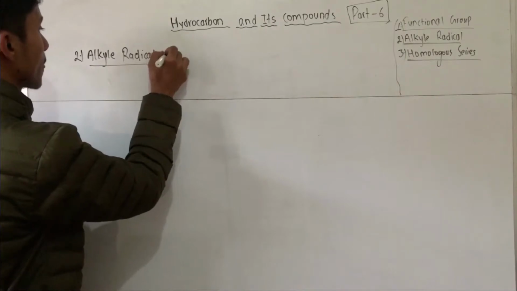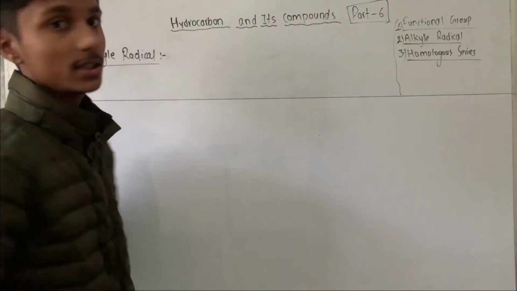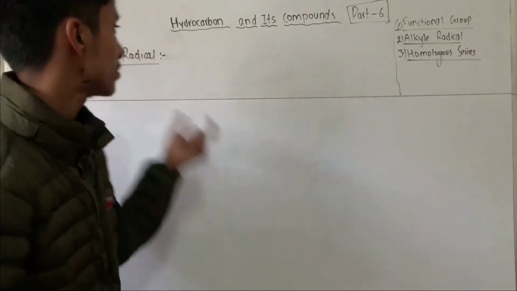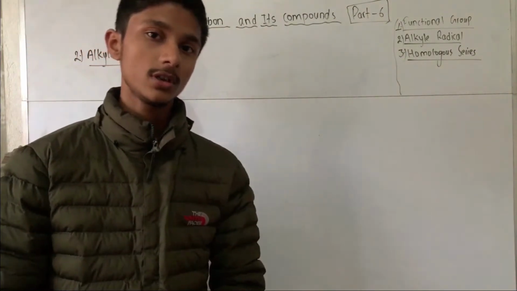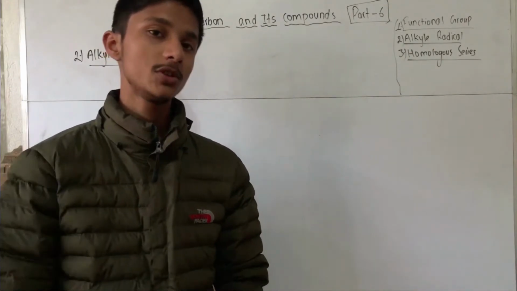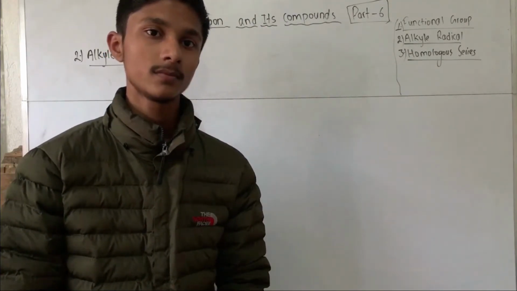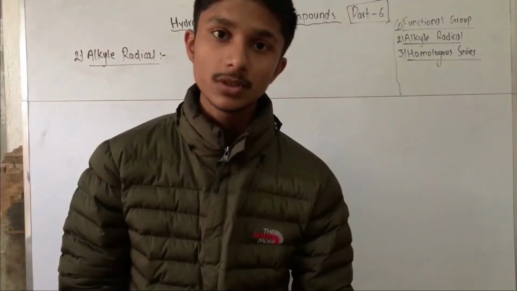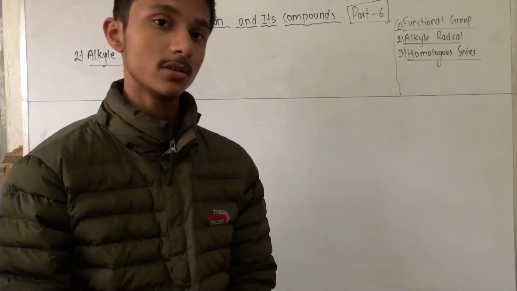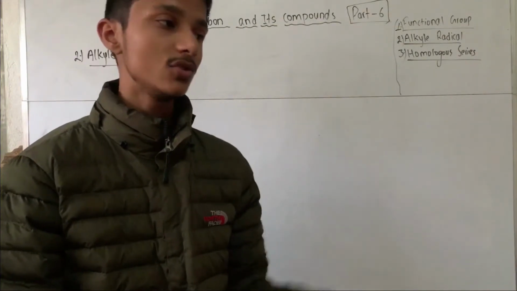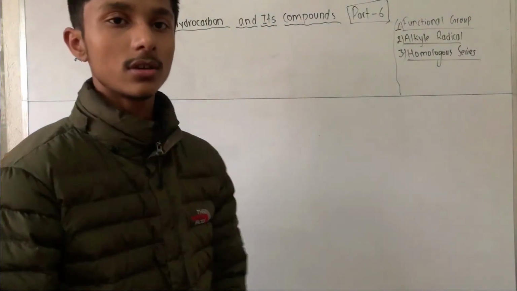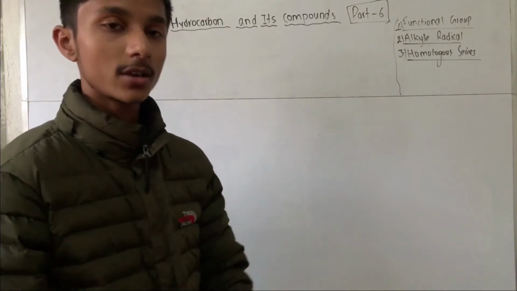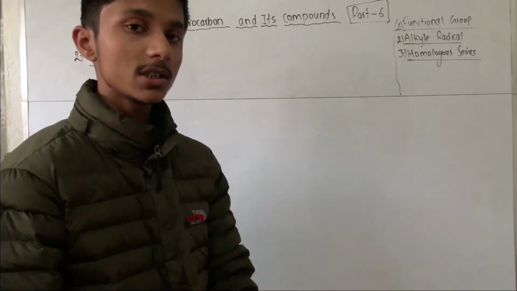Alkyl radical means... before understanding this alkyl radical, you should know about radical. Do you know radical? If you know, then pause the video and define it. Okay, radical. Here, radical means an atom or group of atoms that take part in a chemical reaction. In earlier classes, in junior classes, we have studied about radical. Means atom or group of atoms that take part in a chemical reaction.